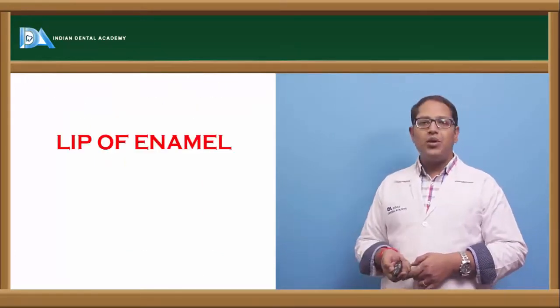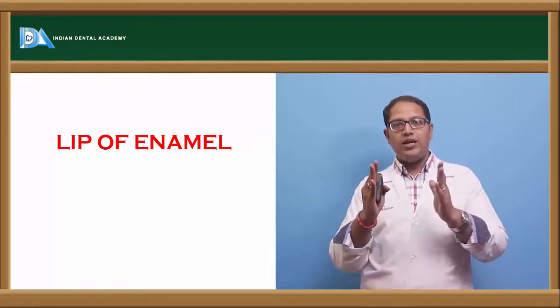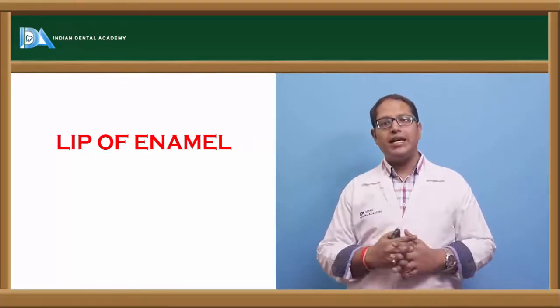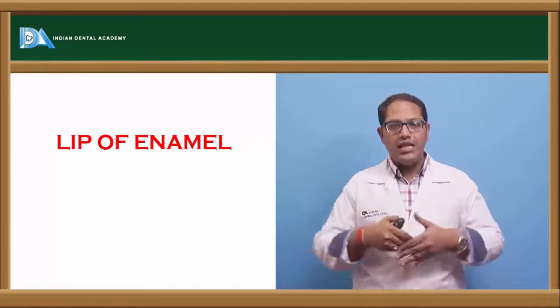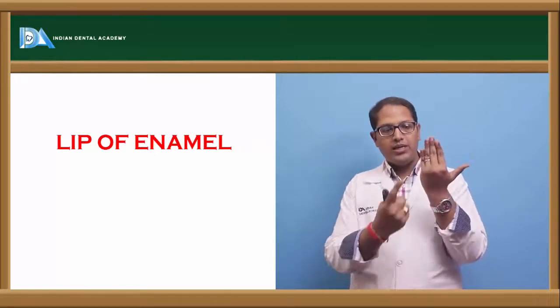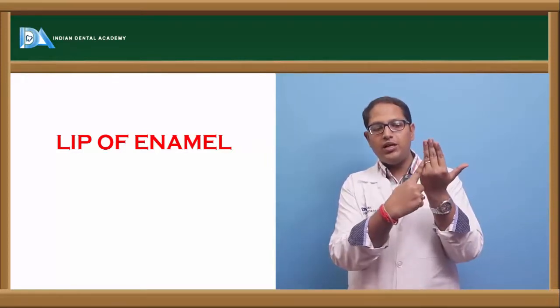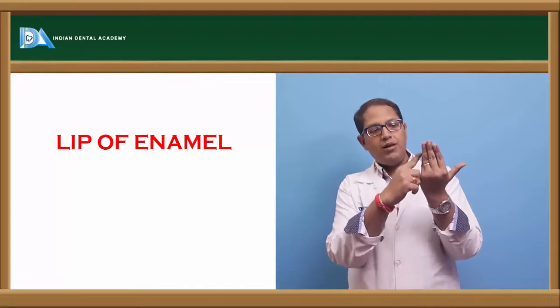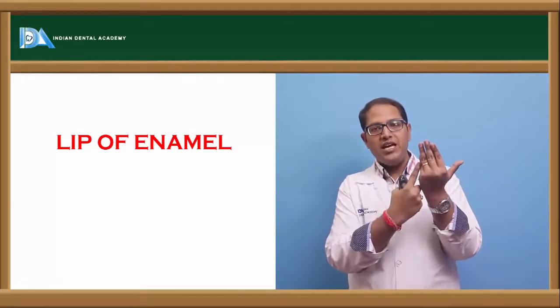Lip of enamel. Now what happens on the side? When we are removing from the interproximal area, when we go from buccal towards lingual. Now if this is my tooth and I am coming from buccal to lingual, I am reducing this. There will be a lip of enamel which is present.